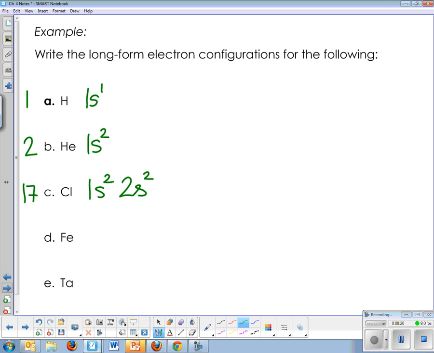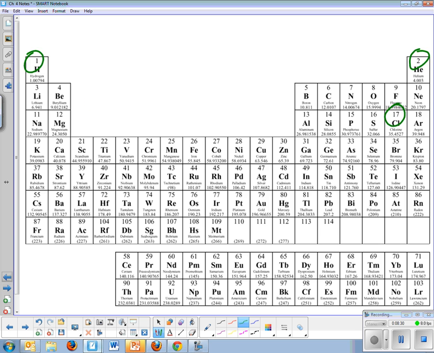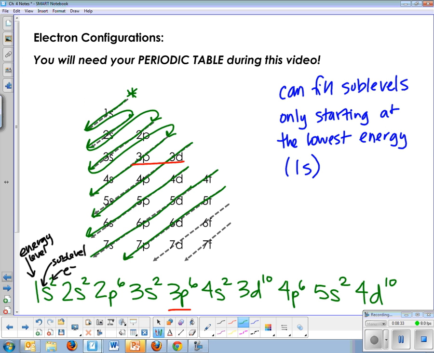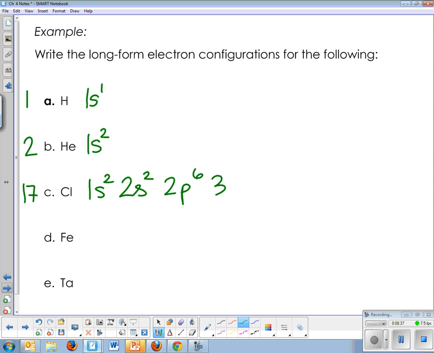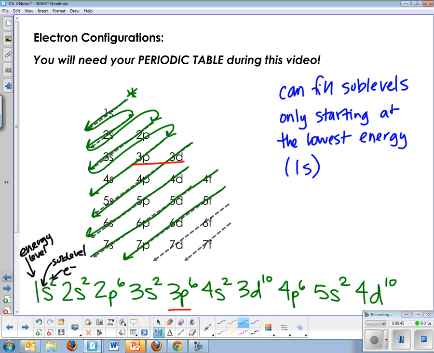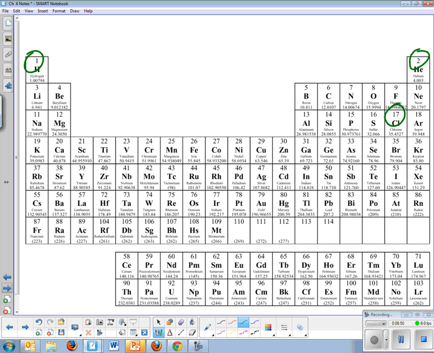So we've got 2p. p can hold 6. Okay, so we've got 10 total electrons now that we've listed where they are. We have 7 more though. So what comes after 2p? Follow the diagonal to 3s. So I write 3s. s can hold 2. Okay, so now we've got 5 more to do. So I go back. Well, where do they go? What comes after 3s? 3p when you follow the diagonals.